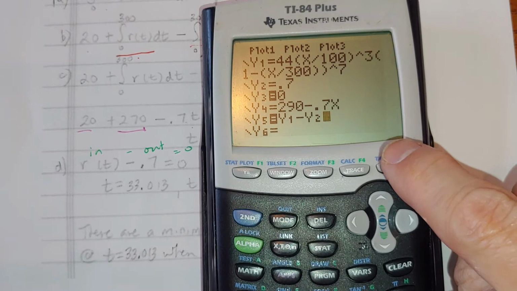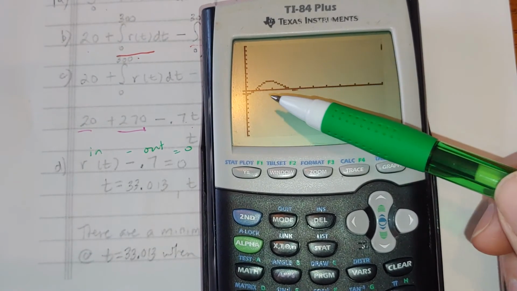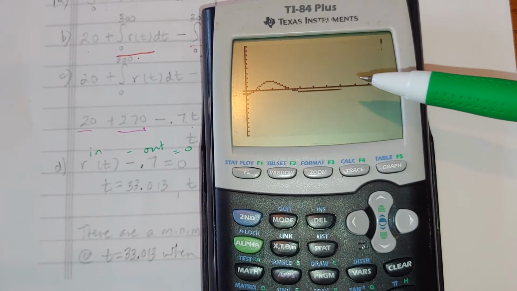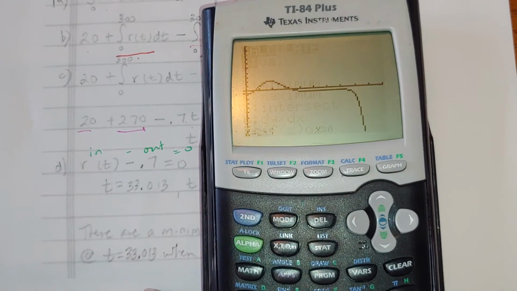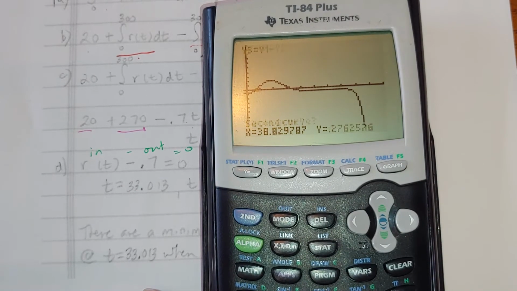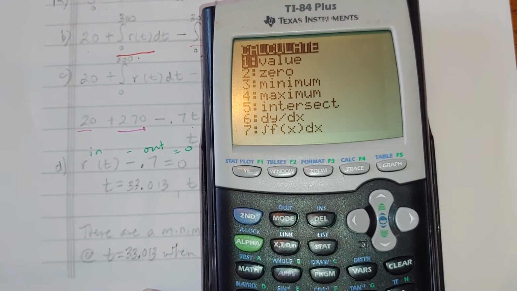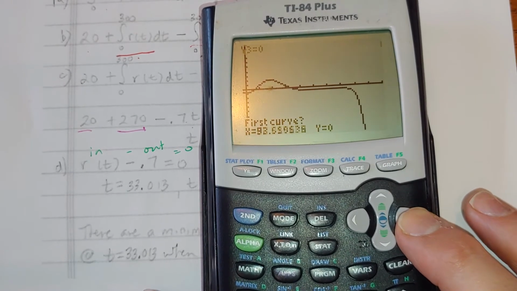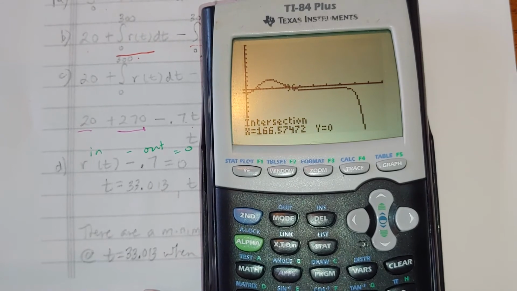And I'm going to just hit graph because remember my window was already open out to 500. So I see a point of intersection here, point of intersection here. Okay, so then we're going to do a second calc, 5. And I'm going to move it over here. Enter, enter, enter. So there's the 33.013. Do it again for the other point of intersection.